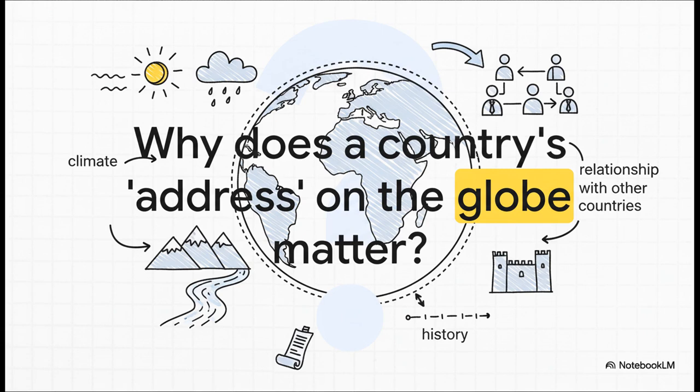Why does a country's address on the globe even matter? Well, it's actually very important. A country's location affects everything: its climate, the kind of crops that grow there, its history, and even its relationships with other countries. So understanding this is really the first step to understanding our nation's story.